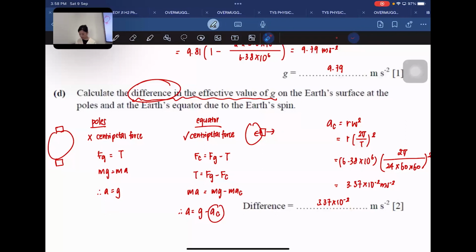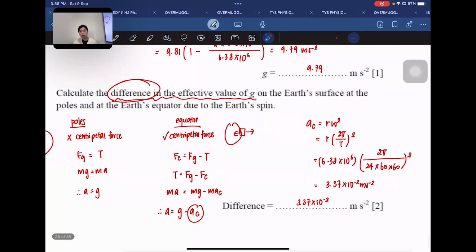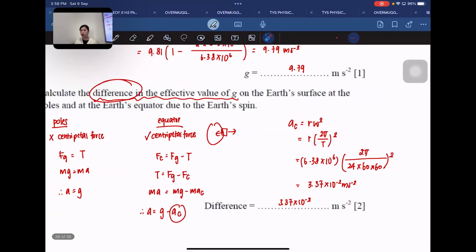Okay, so therefore you end up calculating your ac, which is basically R omega squared. So since you already have omega, you also have R and your period, then you can substitute the values and obtain your ac.